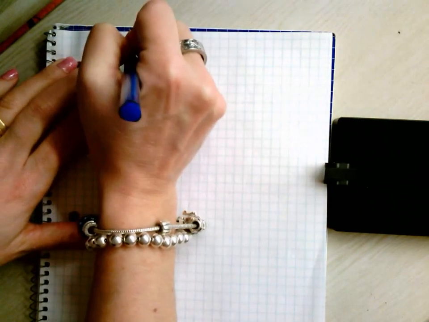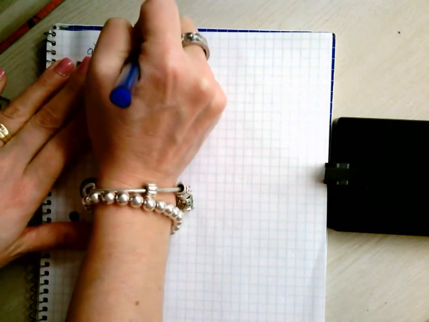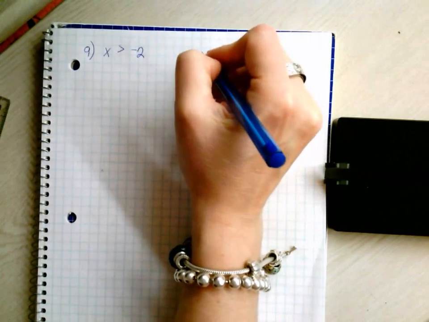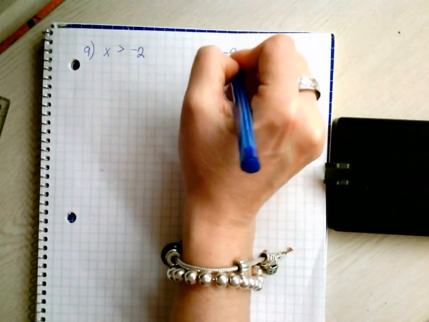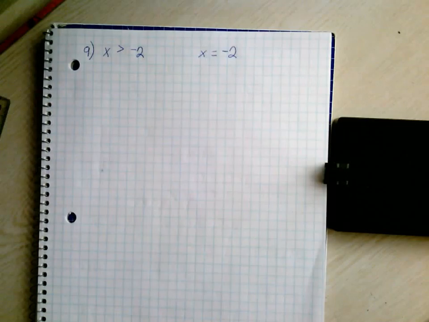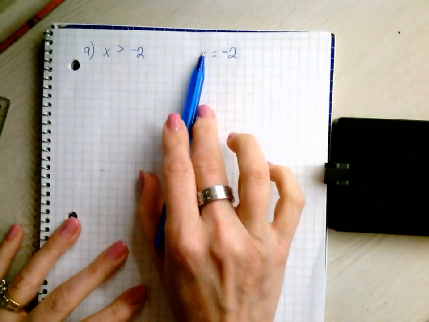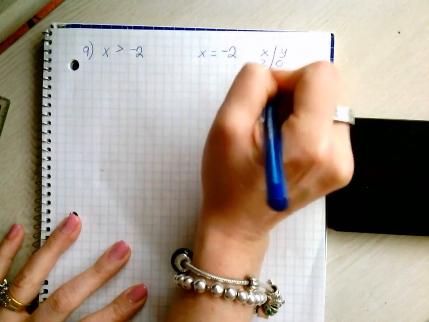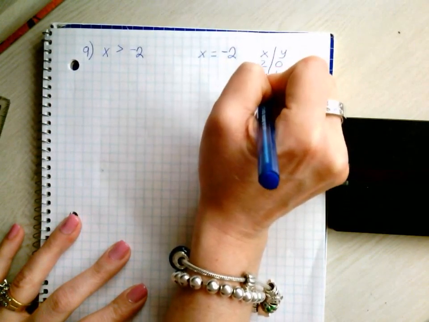X is greater than negative 2. Graph it as an equation. X equals negative 2. And we learned about this several lessons ago. If something is always negative 2, then that means the x value never changes.